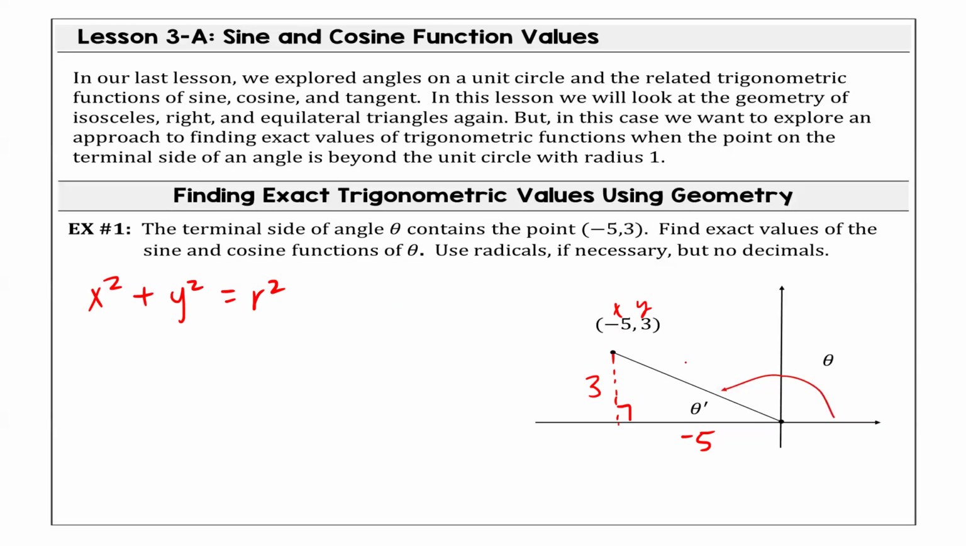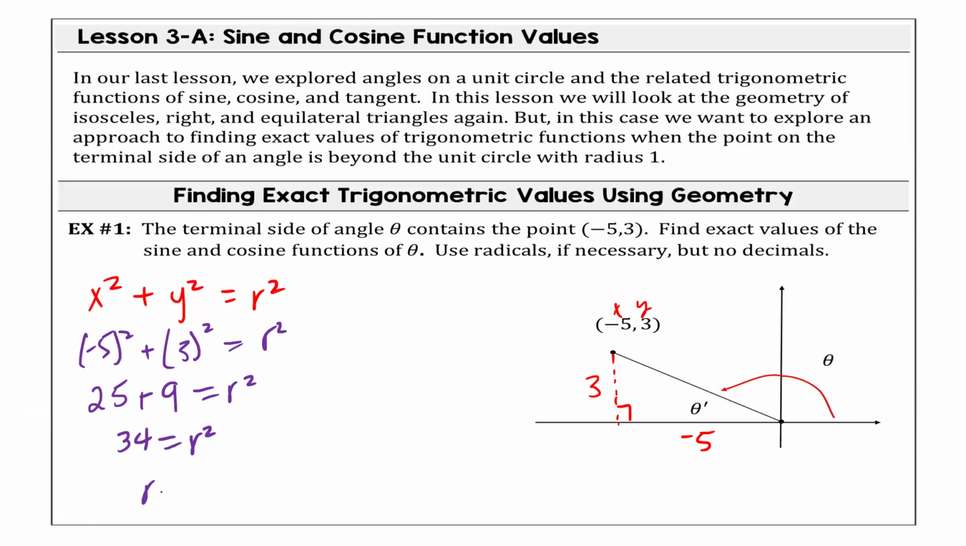Okay. All right. So, we have our x, we have our y, but what do we not have? R. So, we're going to find our r. To find our r, we're plugging in set values into this function. So, our x is -5. Our y is +3. And we're going to evaluate. -5 squared is 25. 3 squared is 9. And that equals r squared. 25 plus 9 is 34, equals r squared. So therefore, r equals the square root of 34.